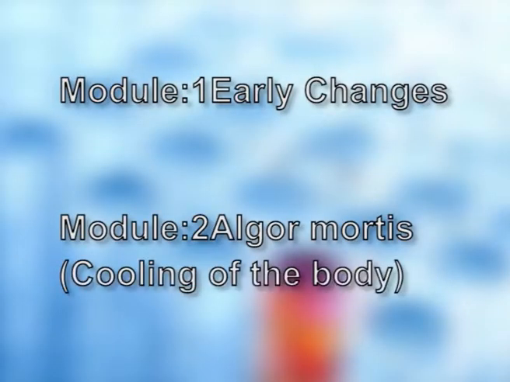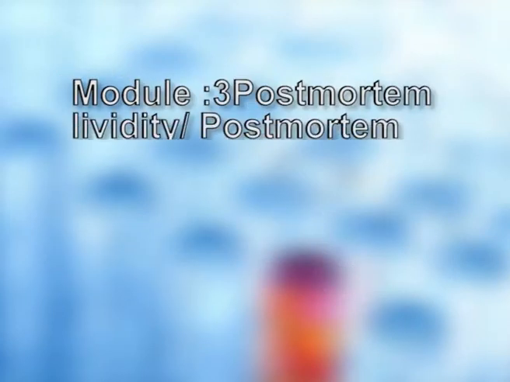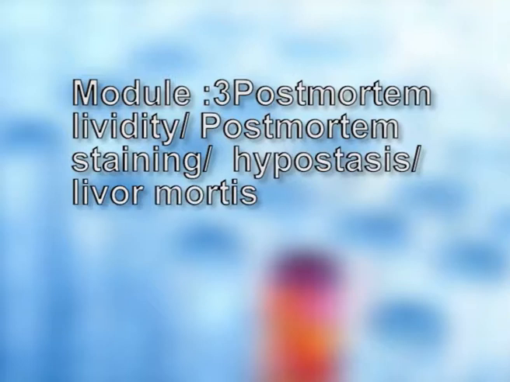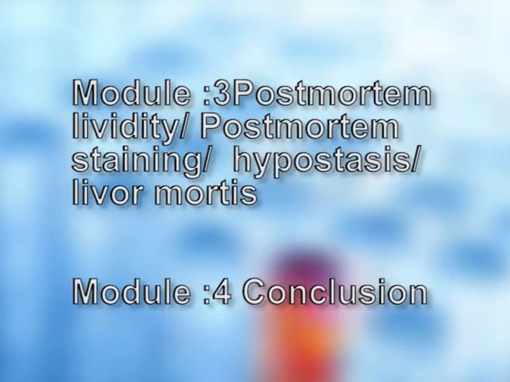So, let us now look at the modules which we will be covering today. Module 1 will cover the early changes. Module 2 will cover algor mortis, that is the cooling of the body. Module 3 will cover postmortem lividity, postmortem staining, hypostasis or livor mortis, all these are synonyms, and module 4 will be the conclusion.